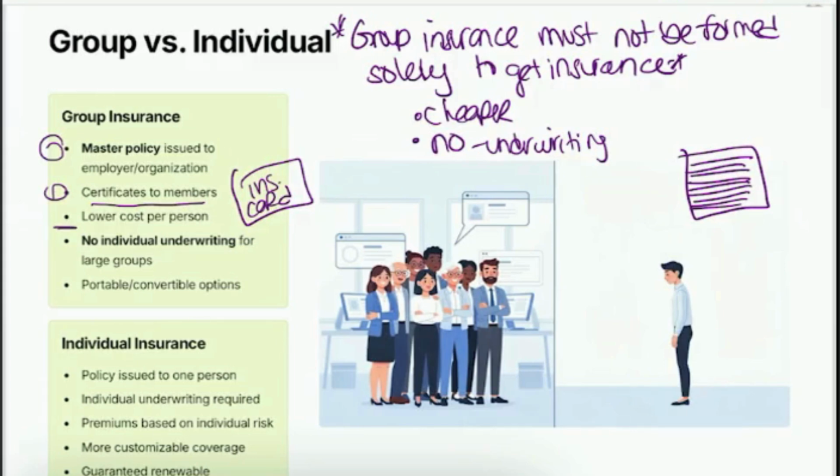There is a lower cost per person. As I said, it is cheaper, right? When they're writing this many people, it's going to be cheaper to write it. And then there is no individual underwriting for large groups. Okay. They are also portable and convertible. So even if you were fired, terminated, or quit, you usually have the option to convert your life insurance policy into an individual policy. Okay. So there's a lot of benefits to that group insurance.